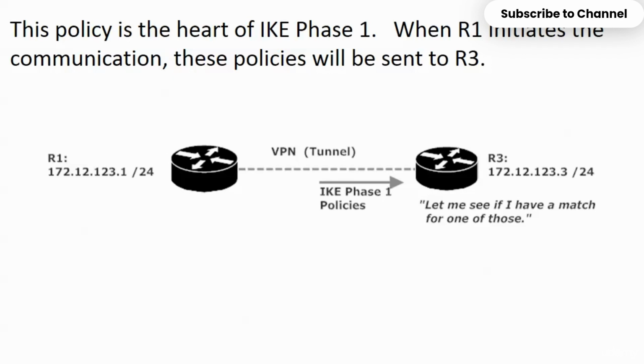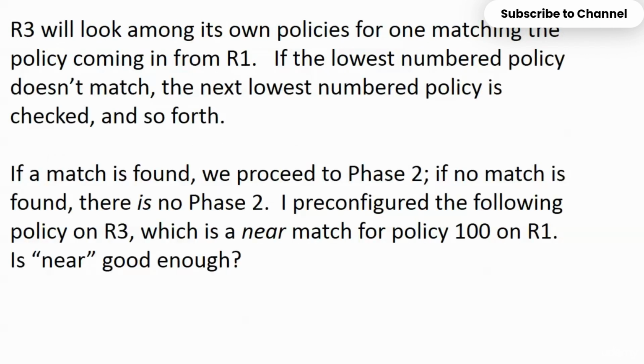Now, when Router 1 initiates the communication, which is what we're going to do eventually, these policies are going to be sent over to R3, the IKE Phase 1 policies, the ISAKMP policies, the ones we just saw. And you can see Router 3 saying to itself, let me see if I have a match for one of those. So what happens then is that Router 3 looks among its own policies for one matching the policy coming in from R1. Now, the lowest numbered policy will be checked first. That's where the numbers come in. If that lowest numbered policy doesn't match, the next lowest numbered policy is checked, and so forth. Now, if a match is found, we proceed to Phase 2. If no match is found, there is no IKE Phase 2.